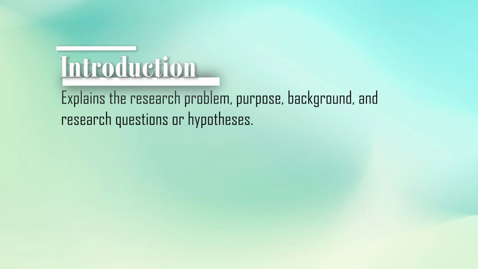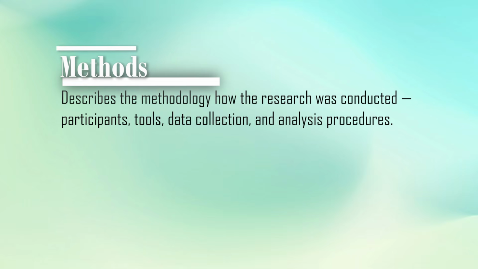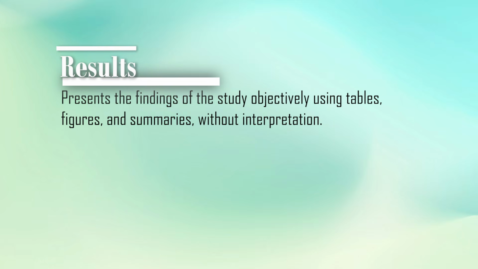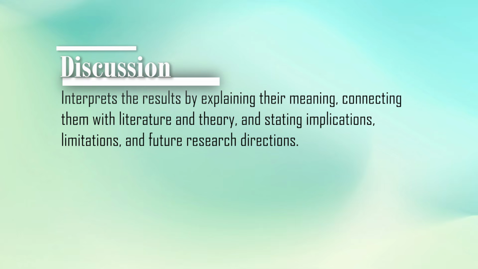First one, introduction. It explains the research problem, purpose, background, and research questions or the hypothesis. Then comes M, the method. It describes the methodology, how the research was conducted, participants, tools, data collection, and the other analysis procedures. Then comes the results. It presents the findings of the study objectively using tables, figures, and summaries, but without interpretation. And finally, the discussion. It interprets the results by explaining their meaning, connecting them with the literature and theory, and stating implications, limitations, and future directions.